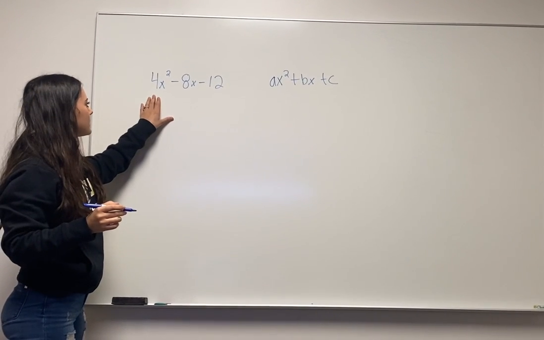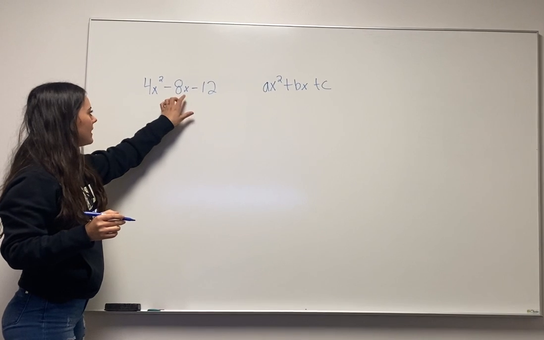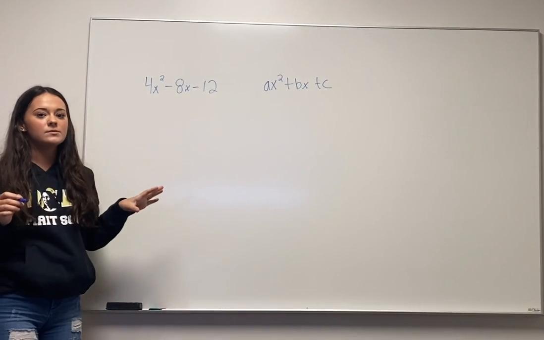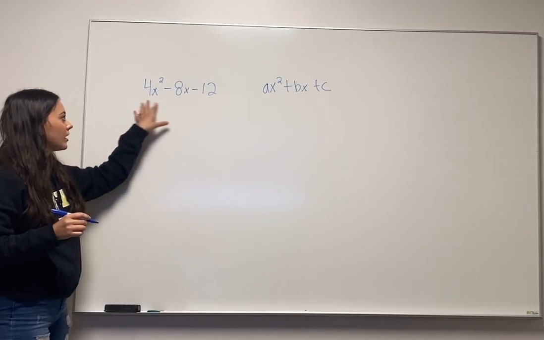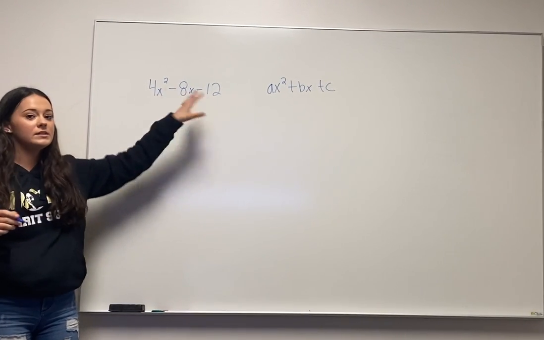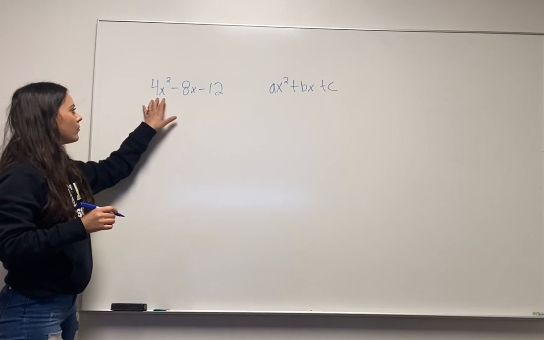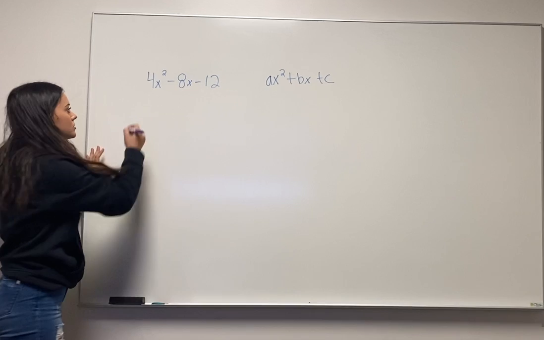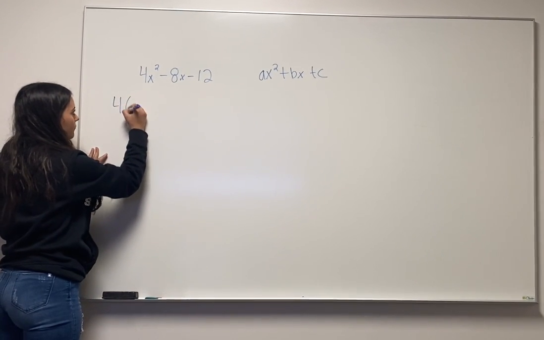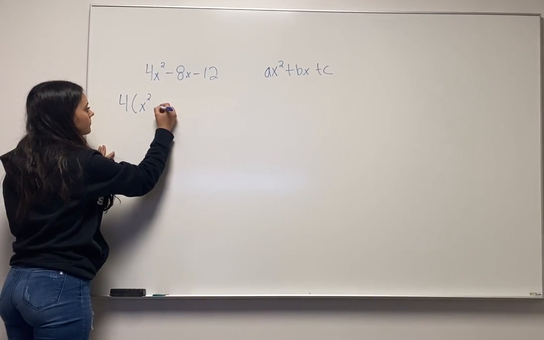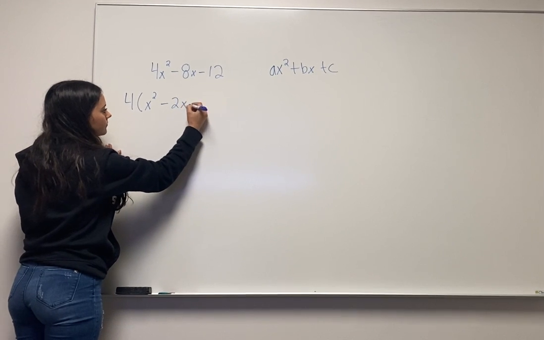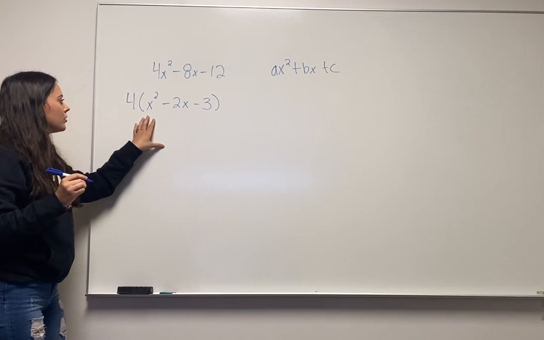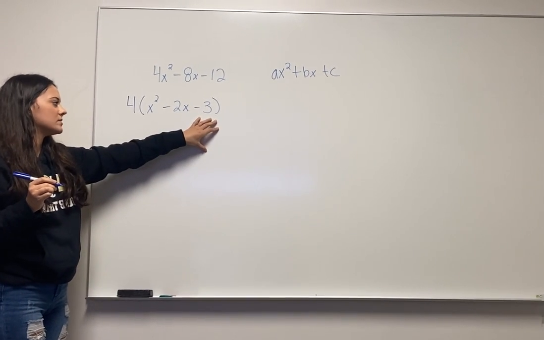So if we're looking at our example of 4x squared minus 8x minus 12, your first step is always going to be to find the greatest common factor out of all three of these, if at all possible. 4, 8, and 12 have a common factor of 4. So we're first going to factor out our 4. From here, you're going to look at what's inside of the parentheses.